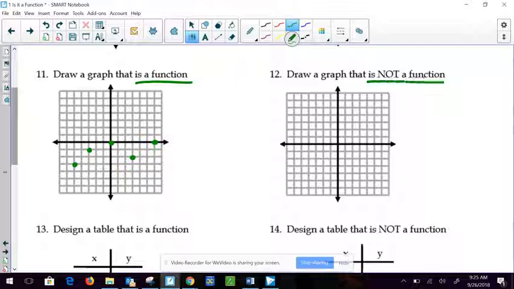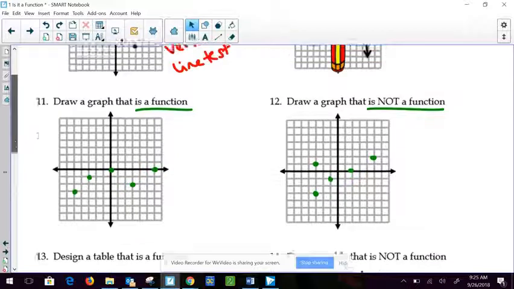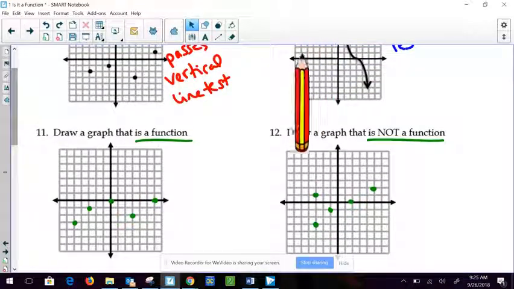What not a function would look like with dots is if I had a dot, like say we look at the x is -3 line, if I put a dot here and here, and then I keep going. Looking at that, the reason why we would say that's not a function, if I bring my pencil down, do you all see how it touches both dots at the same time? So that's what makes it not a function.